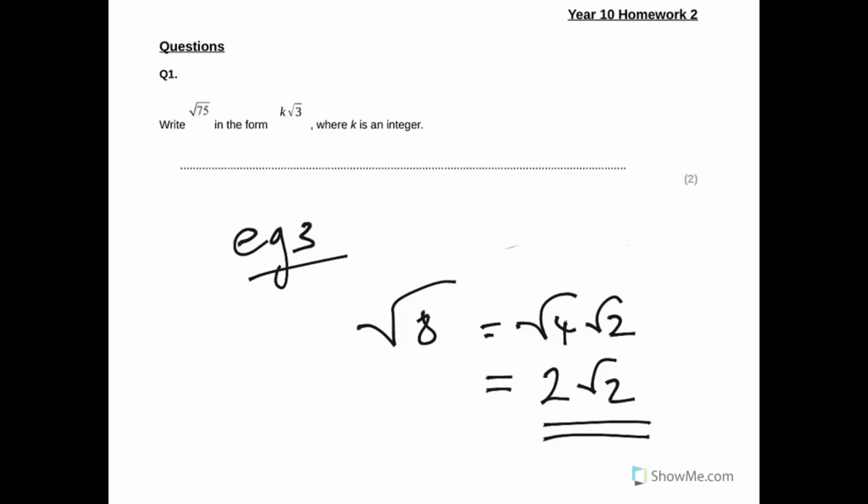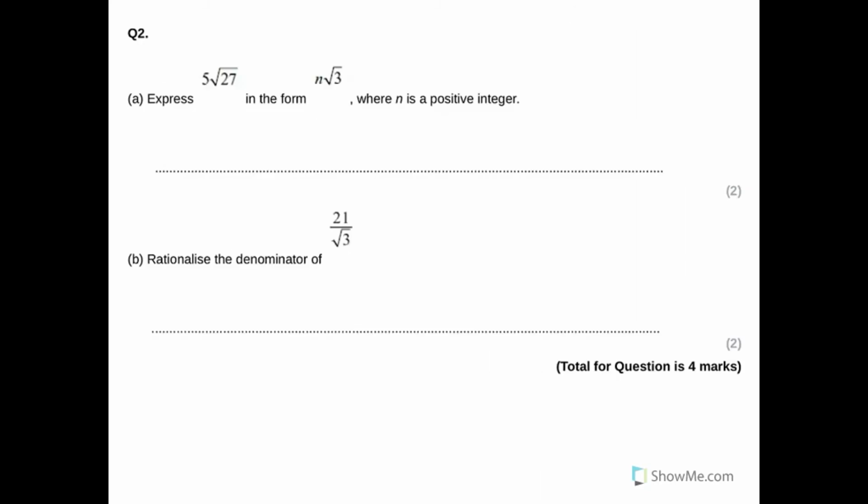Now that technique will work on root 75 in the question here. You need to do the same thing. You just need to think about the biggest square number you can that divides into 75, and you should be able to do that question. On to the next one.